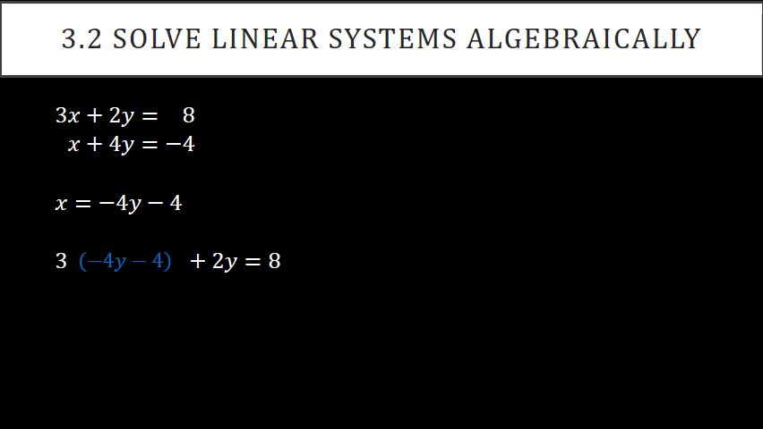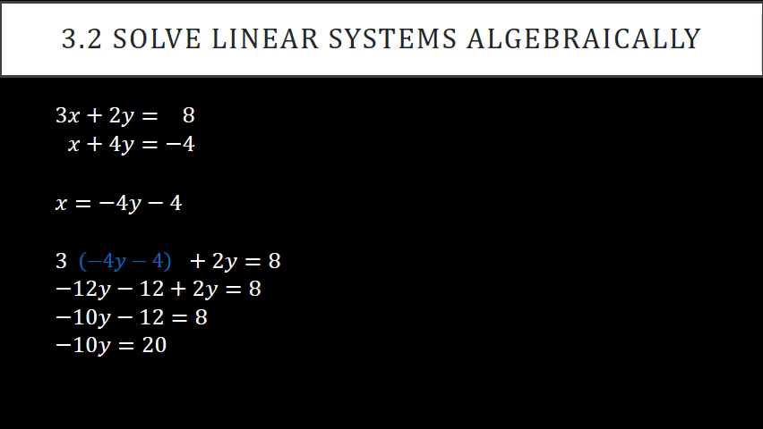Simplify it by distributing the 3 to make negative 12y minus 12. Combine like terms, so negative 12y plus 2y is negative 10y. Add the 12 to solve for y, and divide by the negative 10. So we get y is negative 2.